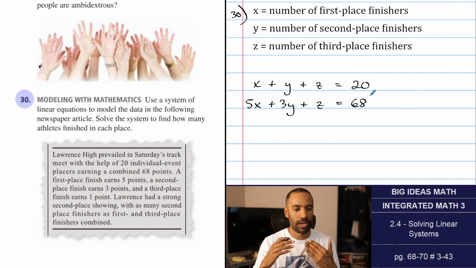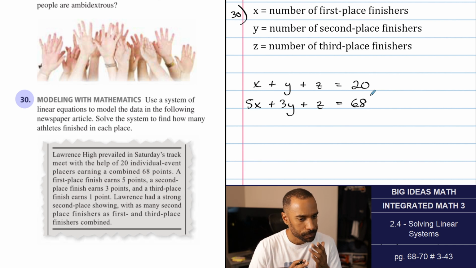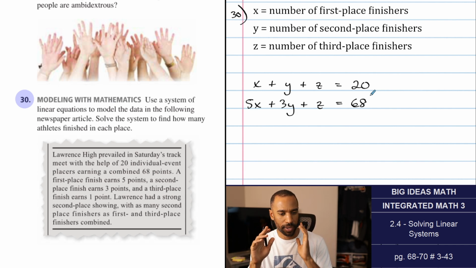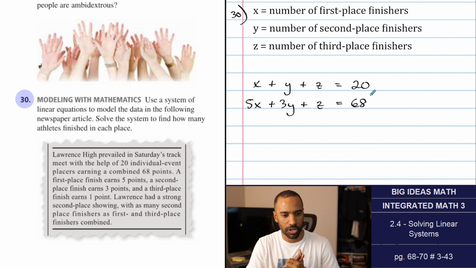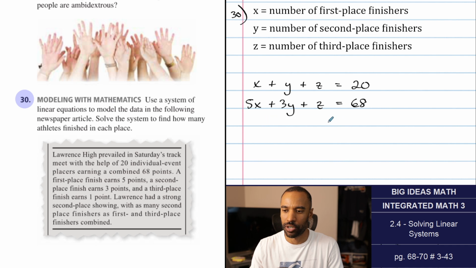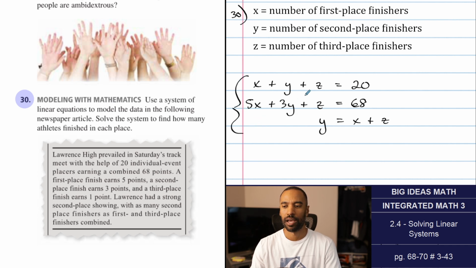Somewhere there's got to be a third equation, which has to do with this sentence here. Lawrence had a strong second place showing with as many second place finishers as first and third place finishers combined. So the number of second place finishers equals the combined number of first and third, like that. So that's my system of 3 that we're going to solve for. And I feel like this is set up for substitution.